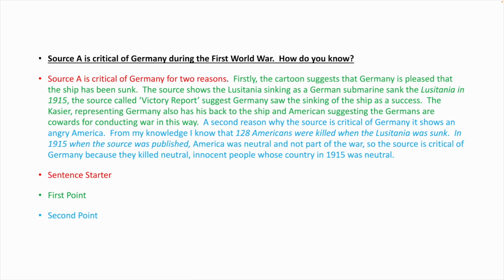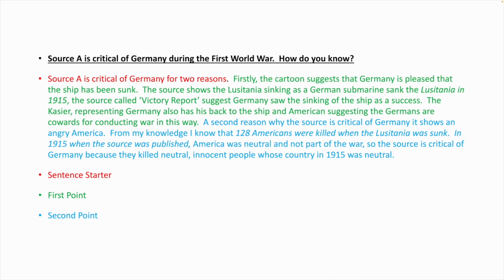The Kaiser, representing Germany here, also has his back to the ship, and America is suggesting that Germans are cowards for conducting war in this way, that sinking ships carrying passengers using submarine warfare is a cowardly way to do things.